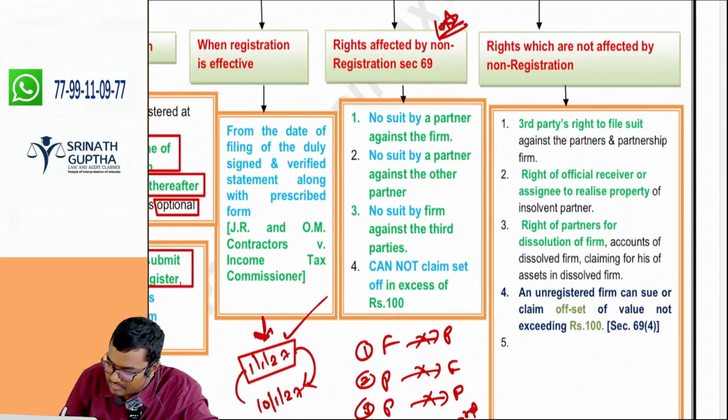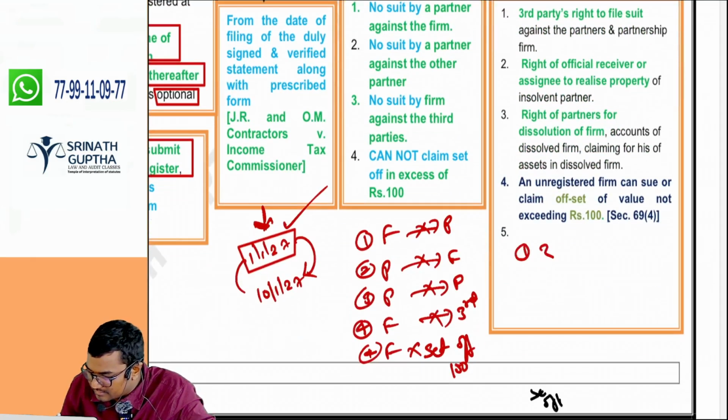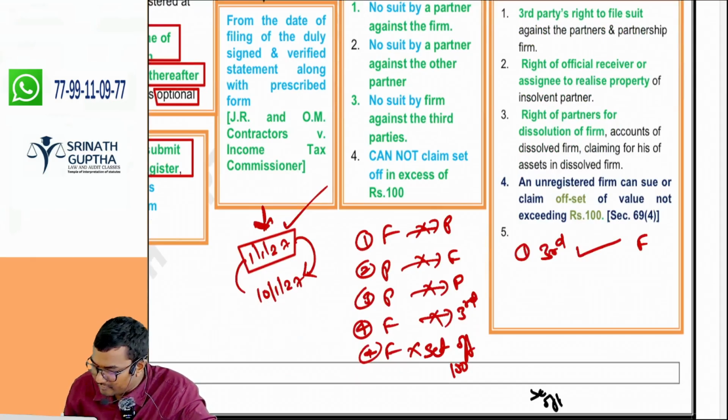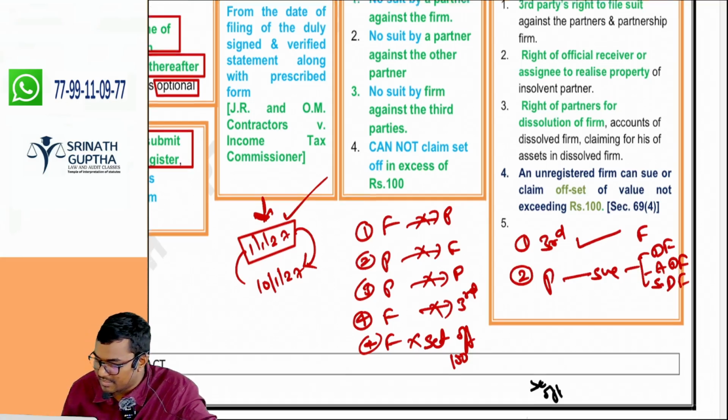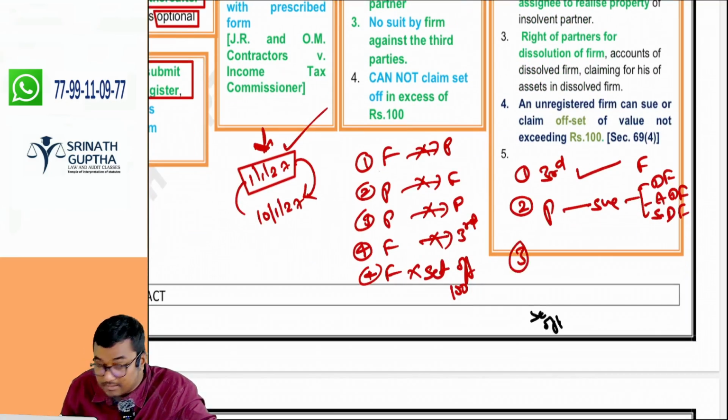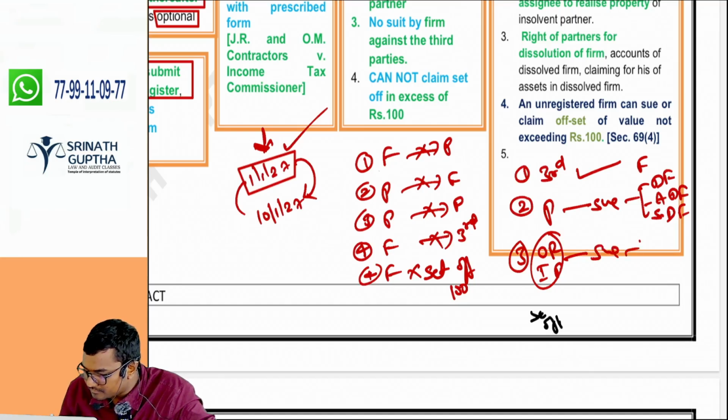Even if the firm is not registered, a third party can still sue the firm. A partner can sue for dissolution of the firm, accounts of the dissolved firm, and share in the dissolved firm. The official receiver of an insolvent partner can sue for dissolution of the firm, accounts of the dissolved firm, and the insolvent partner's share in the dissolved firm.